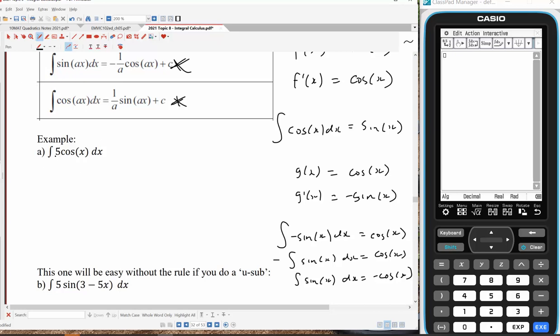So we want to antiderive 5 cosine x dx. So I'm just going to grab that 5 out and antiderive cosine x dx. All right, so that is 5 out the front. Now, what is the antiderivative of cosine? So I'm looking at my formula here. The antiderivative of cosine is sine. So it's sine x plus c.